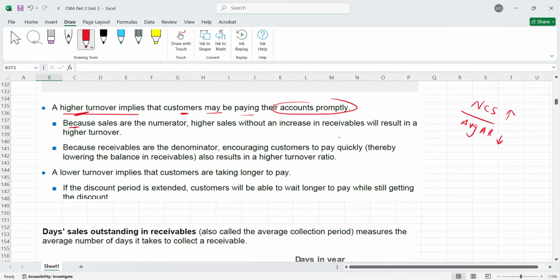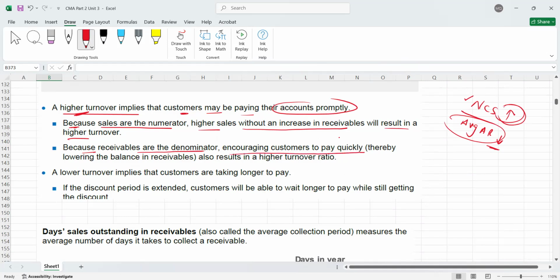What could be the reason? The first reason could be the sales are the numerator. Definitely sale is the numerator in the formula. Higher sales, as I told you, if sales will increase, it will increase your turnover. Higher sales without an increase in receivables. If your sale will increase without changes in receivables, definitely it would result in higher turnover. These points are required to solve theoretical question. Second point, now the focus is on average balance of receivables, because receivables are the denominator in the formula. Yes, encouraging customers to pay quickly.